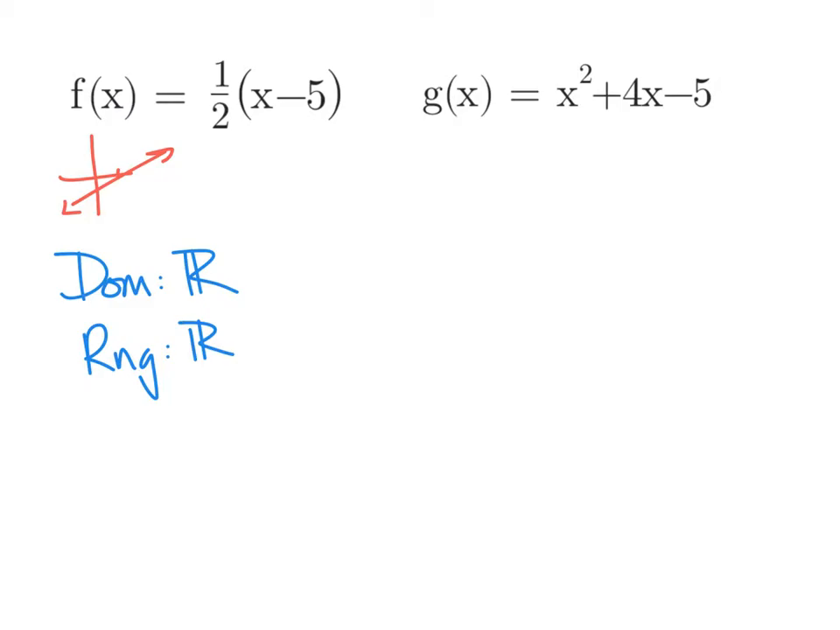Now, for g of x equals x squared plus 4x minus 5, we know that that's a parabola. We also know that it opens up. So I'm dealing with something like this. Not exactly sure where it is right now. However, I do know that since it is a parabola, I can identify the domain pretty easily. The domain is going to be all real numbers because it goes left and right forever. However, the range is what we're going to have to figure out.